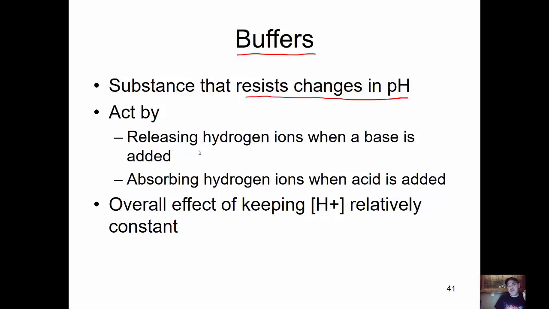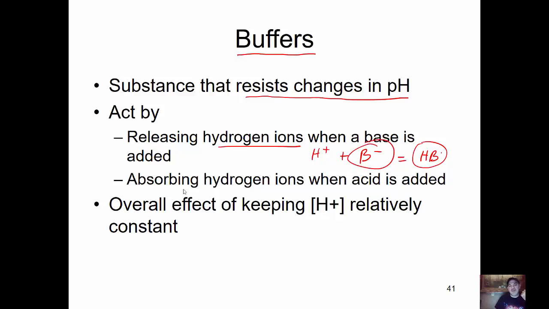These buffers are going to act by releasing hydrogen ions when a base is added. So let's say you add base to a solution, the pH should change to a higher pH. But what's going to happen here is that the buffer will release hydrogen ions, and those hydrogen ions are going to combine with whatever base is being added. So when they combine, we're going to end up removing that base from the solution, so it becomes attached there, and then you reduce that base from the system.